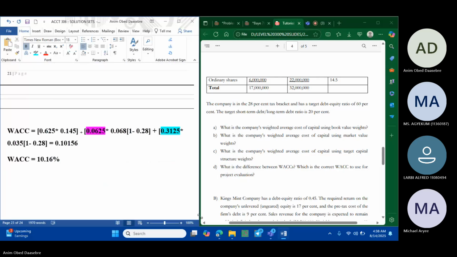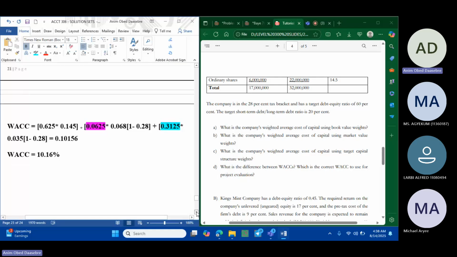So for D, what do you think is causing the difference between the WACCs that we have computed? Your reasons. Let's share ideas. Which one do you think we should use for project evaluation? Why the difference between the WACCs?